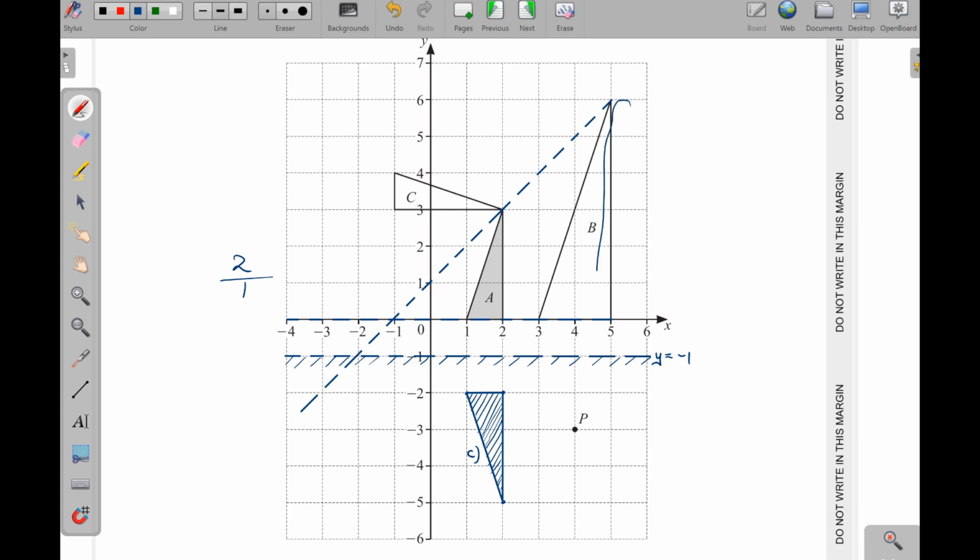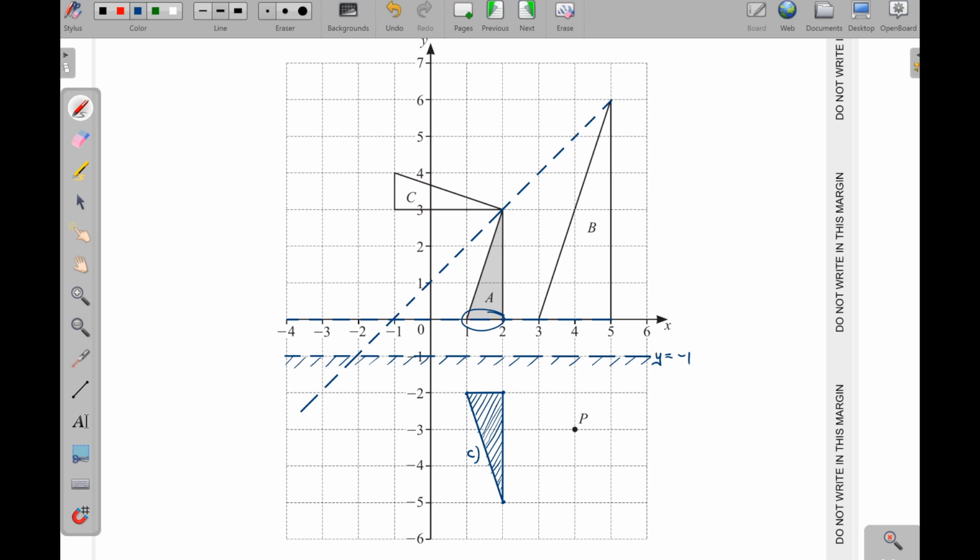I can use this one here, which is 1, 2, 3, 4, 5, 6. Okay, I have 6. Then I divide by 1, 2, 3. What is 6 divided by 3? You get a 2. So that means all these lengths are going to be multiplied by the same scale factor.